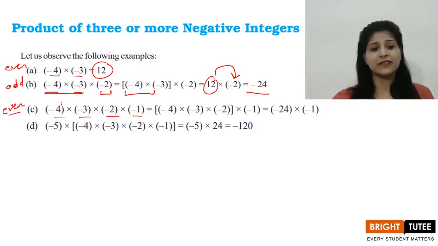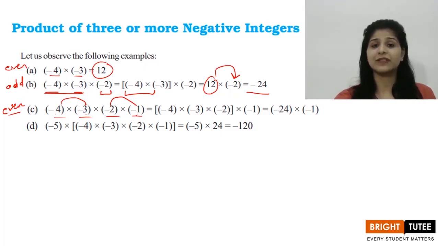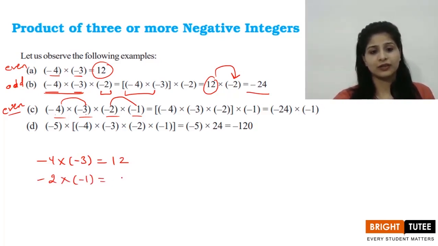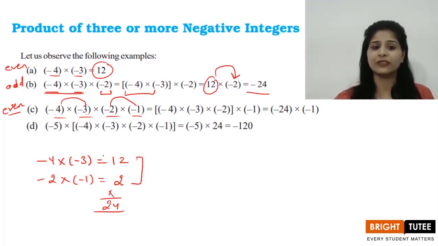Let's multiply. First of all, I'll multiply these two and then these two, or you could do it either way. 4 and 3 will give me plus 12, and minus 2 and minus 1 will give me 2, so 12 into 2 is 24. I am going to get a positive answer, that is 24. Minus 4 and minus 3 gives me 12, since multiplication of negative integers gives a positive answer. Negative 2 and negative 1 give me 2. When I multiply these two, the product is plus 24.